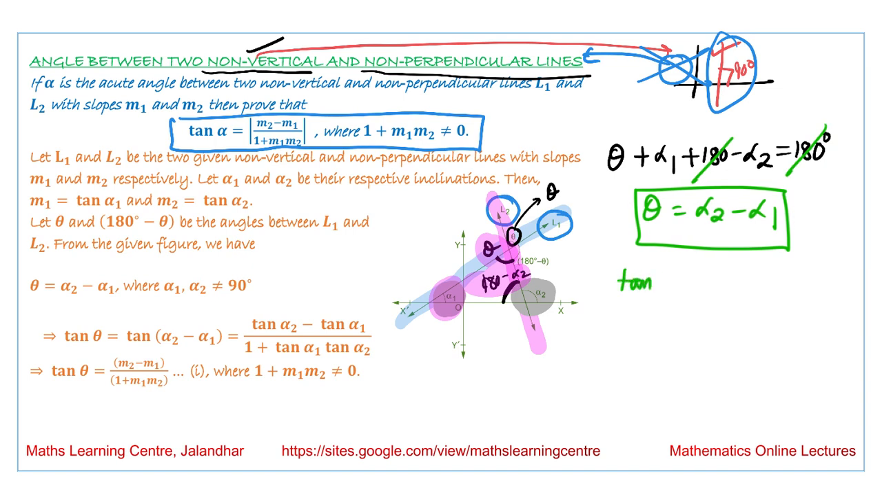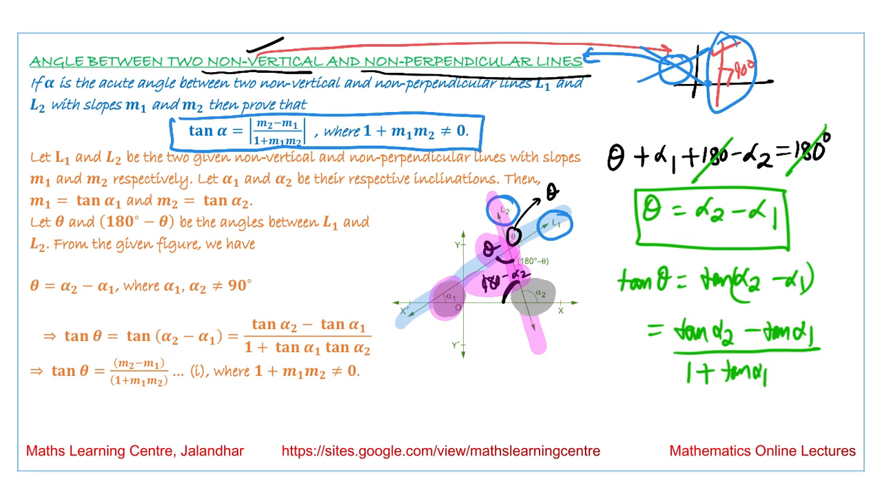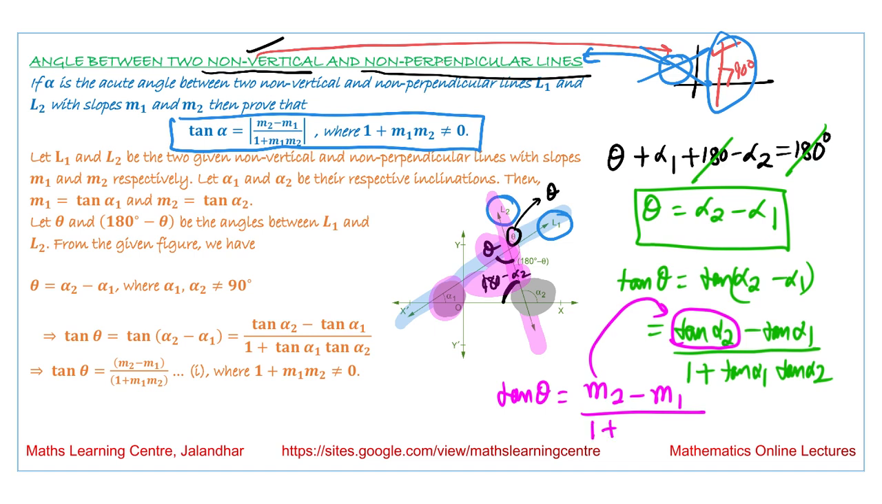Now if we write tan theta, it is tan of alpha 2 minus alpha 1. This is equal to tan of alpha 2 minus tan of alpha 1 divided by 1 plus tan of alpha 1 into tan of alpha 2. So what does this give us? We are saying tan of theta is equal to m2, the slope of the line L2, minus the slope of the line L1, divided by 1 plus m1 m2.